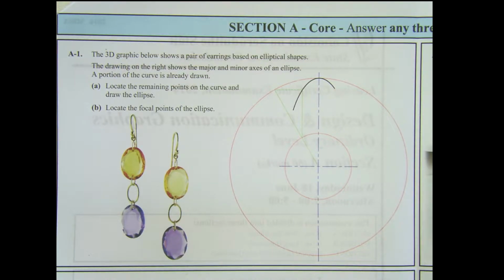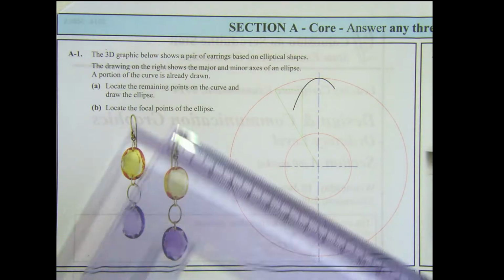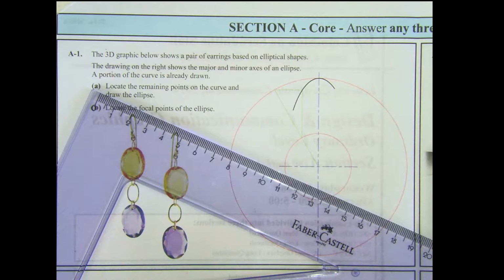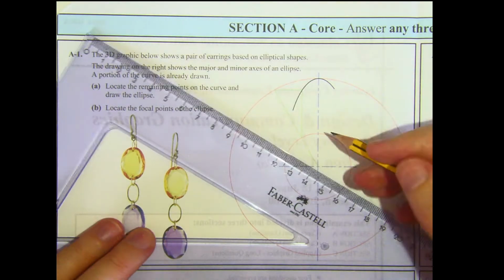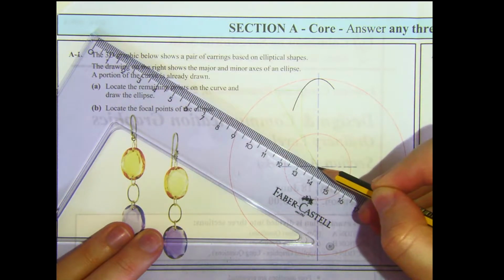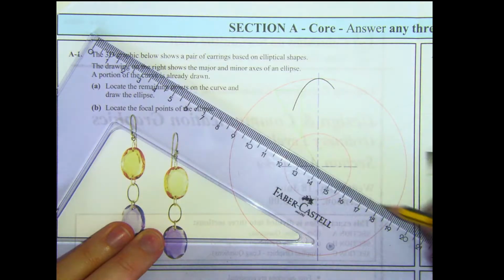Then part B is to locate the focal points of the ellipse. They have given us our major and minor auxiliary circles, and they've found one point on the curve first. So what we're going to do is continue with the major auxiliary circles method. Line from the center, 60-30 degrees.